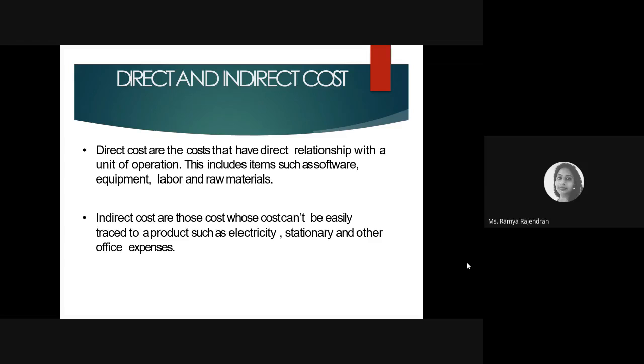But the cost incurred in paying the electricity bills, or paying money for the stationery kits and other office expenses, these are not closely related to the core of the product or the core of the service being provided, right? So these kinds of costs are called indirect cost.